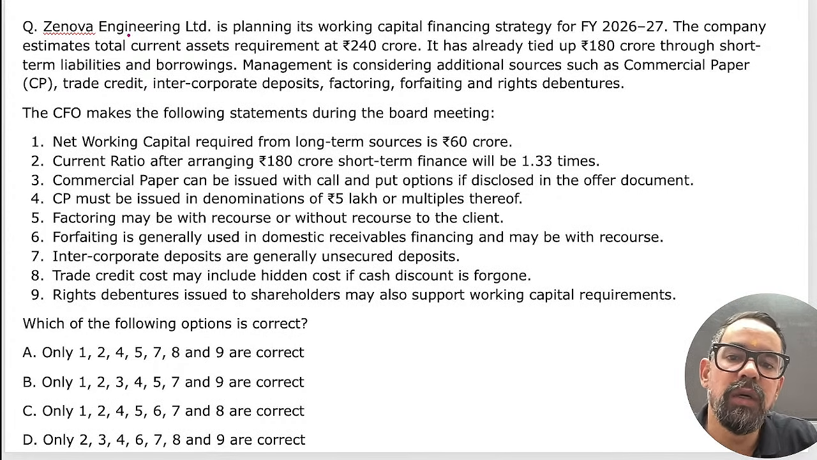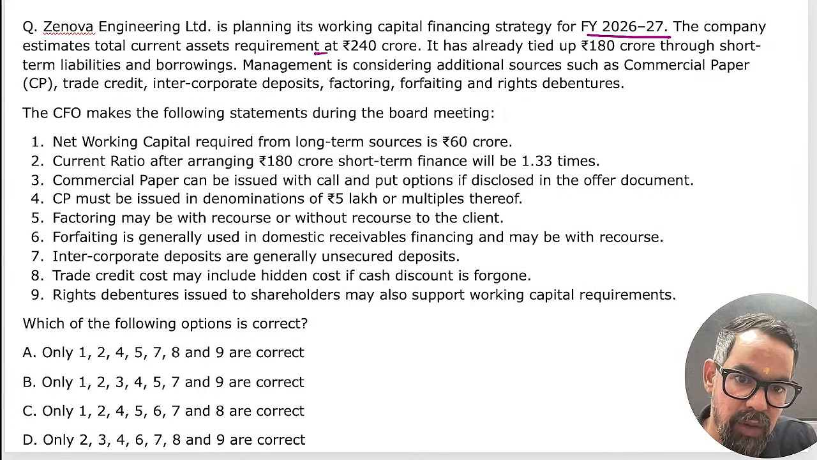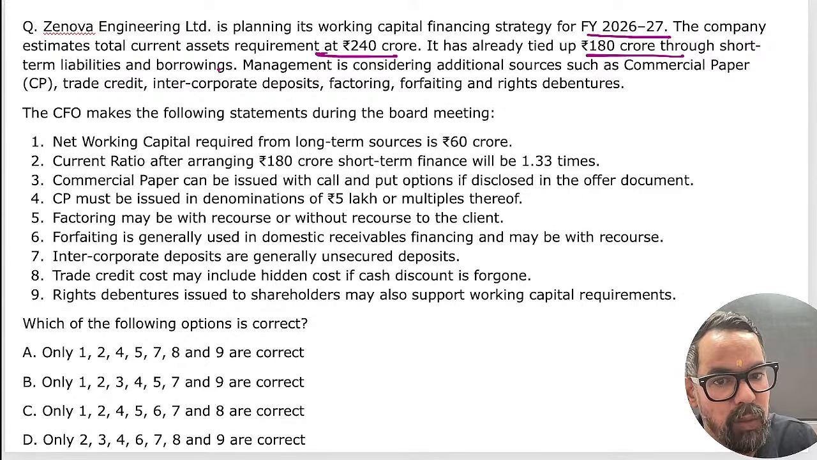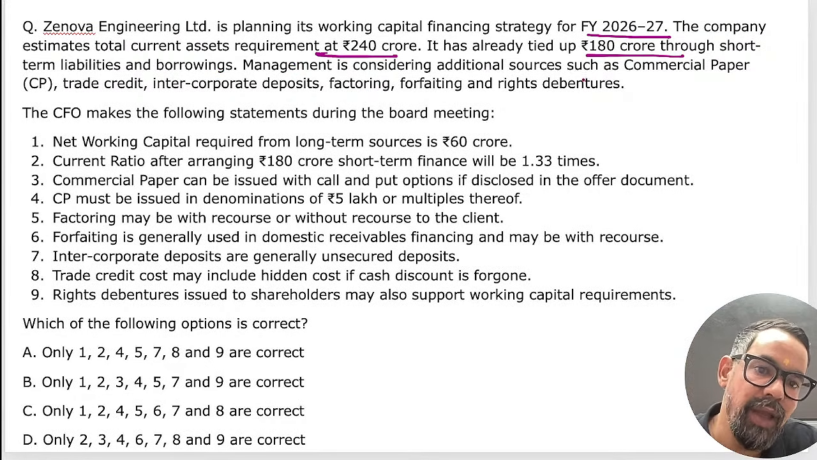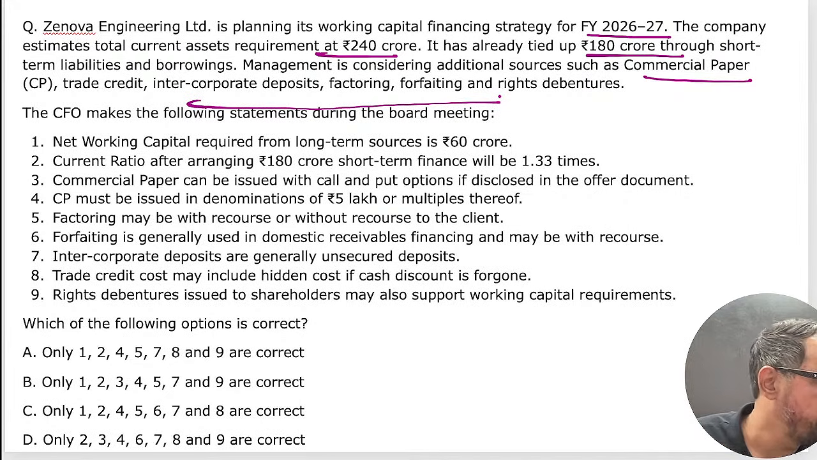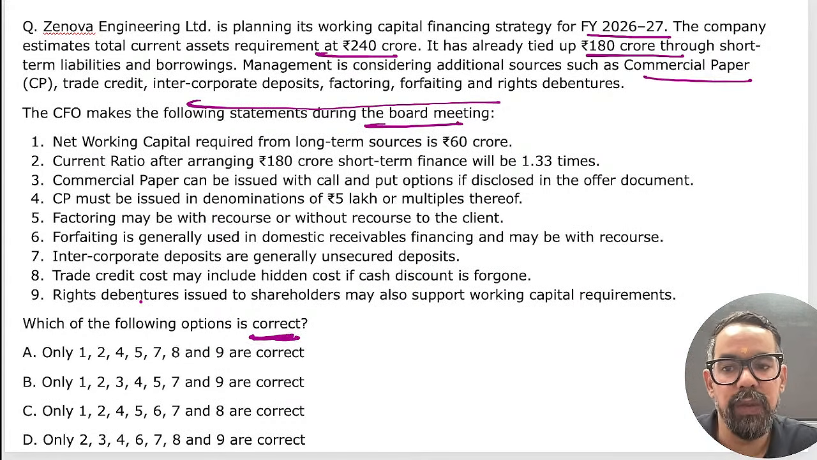So Zenova Engineering Limited is planning its working capital strategy for 25, 26, 27. The company estimates total current asset requirement at 240 crores. It has already tied up 180 crores through short-term liabilities and borrowings. Management is considering additional sources such as commercial paper, trade credit and others. They are the alternative sources of finance for the business. Now, you have to go through these statements and find out the correct one. This is for revision purpose only.